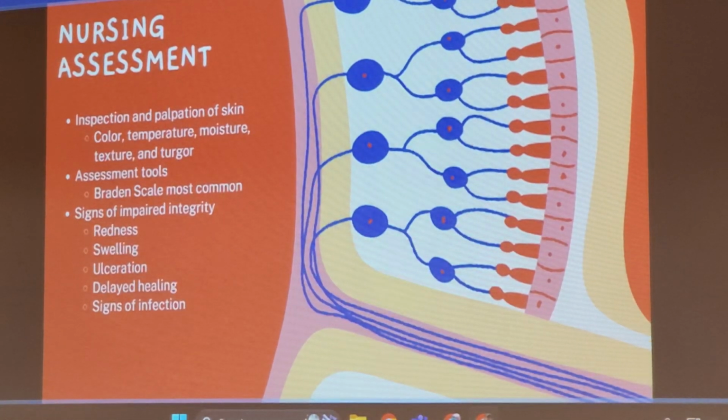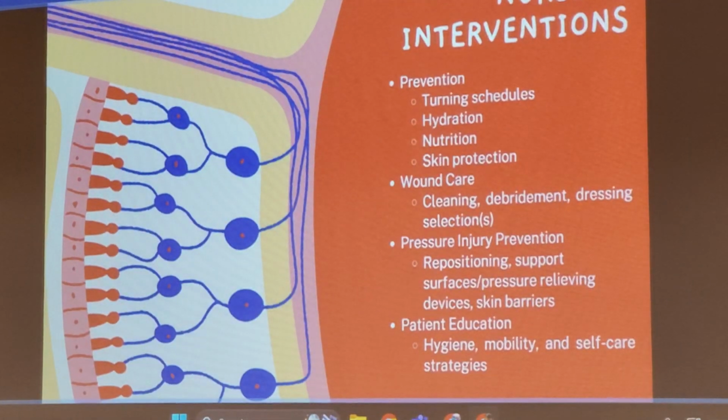And then infection, we're looking for that red, hot, and drainage. Please put purulent. We revisited that last semester. We're going to say it again. We're going to do purulent and not pus. Got it. Moving on. Nursing interventions, things you can do about it.